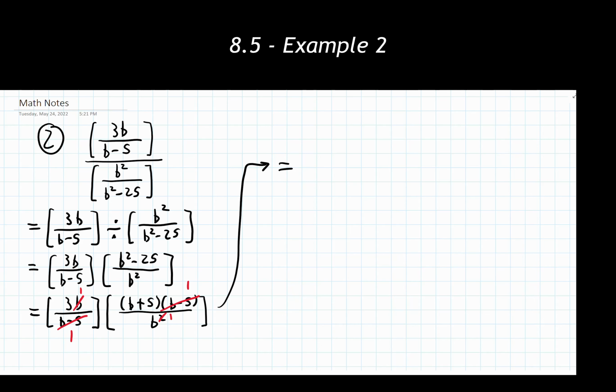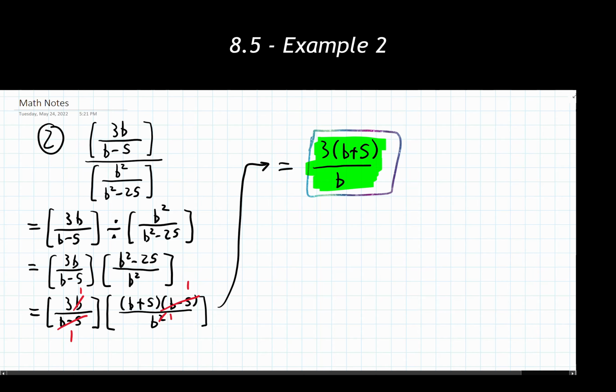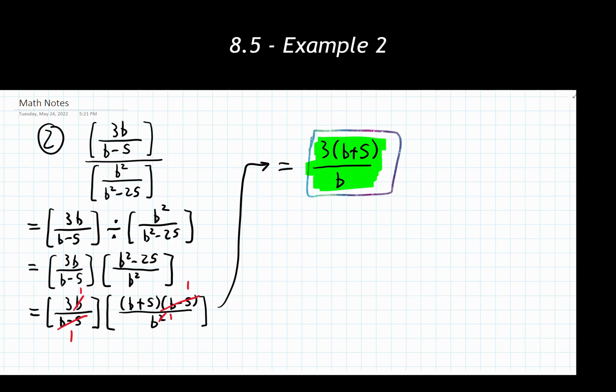And now, when I rewrite and multiply this together and make it one single fraction, I'm going to end up with 3 times b plus 5 divided by a single b left over. And that leftover b is right here. Again, I'm always looking to see, can I factor anything else and then cancel anything else? But I can't. So my final answer for example 2 is going to be 3 times the quantity b plus 5, all divided by b.